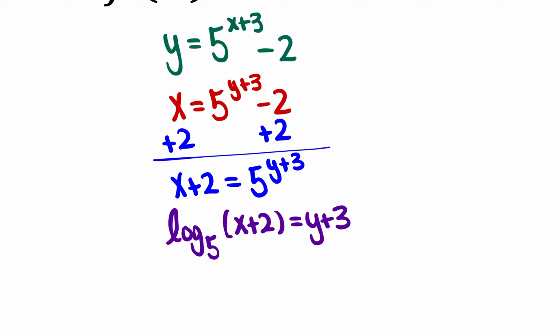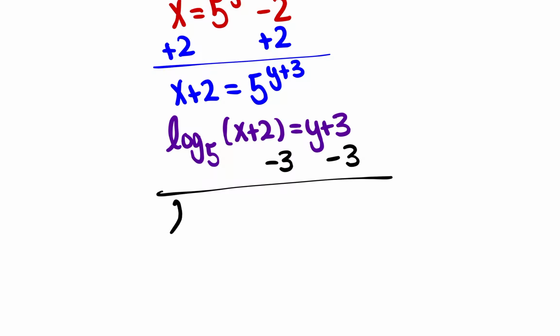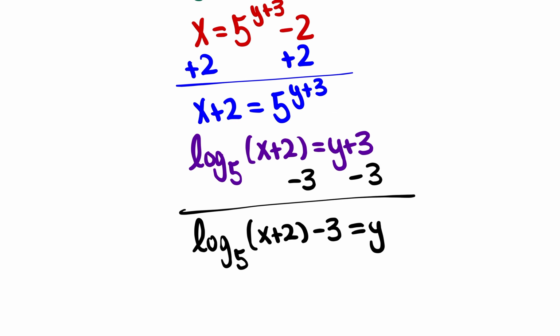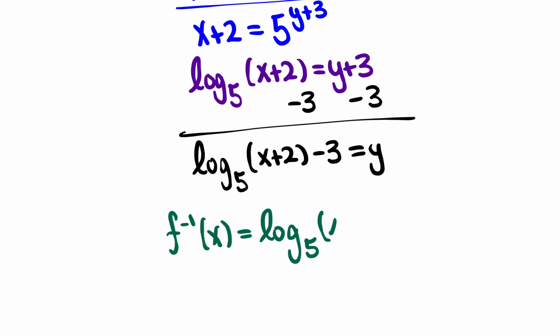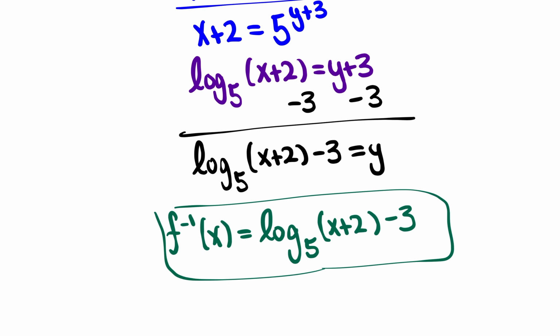My next step is to then subtract 3 on both sides. Keep in mind that the 3 and the 2 are not like terms. Keep them separated. So this will leave you with log base 5 of x plus 2 minus 3 is equal to y. From there, I will then convert this to the inverse notation. So I have the inverse of f of x is equal to log base 5 of x plus 2 minus 3. Let's go ahead and box this in.